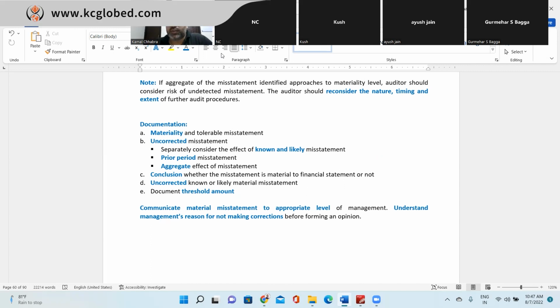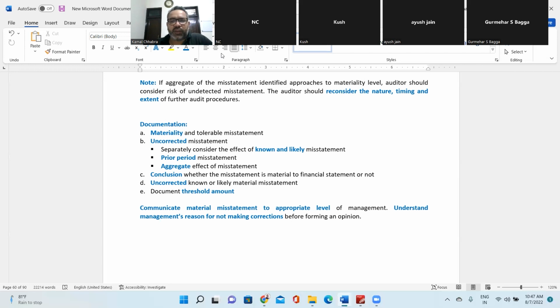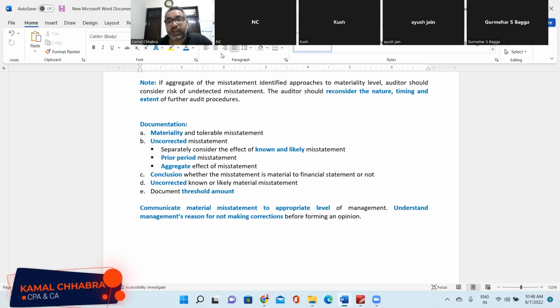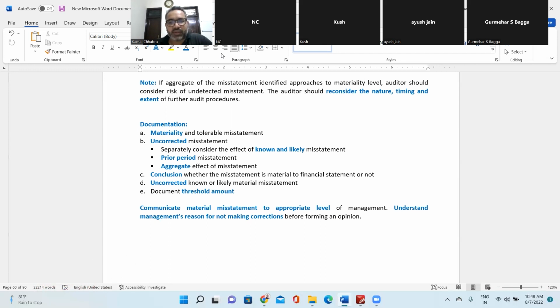Generally, CPA firms, whether mid-size, small, or big giant firms, have a standard template for documentation of this. Now this is kind of mandatory documentation. So what all things you mandatorily need to document: class of transaction, nature of transaction, overall amount, materiality, tolerable limit, what misstatement you have identified, how much of that is known misstatement, how much is likely misstatement, is there any impact from prior period, what is the aggregated impact on current year numbers, and the conclusion, how you have reached that, right?